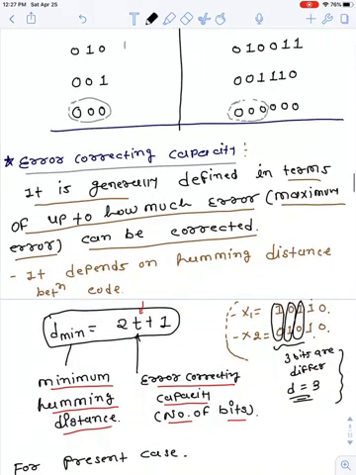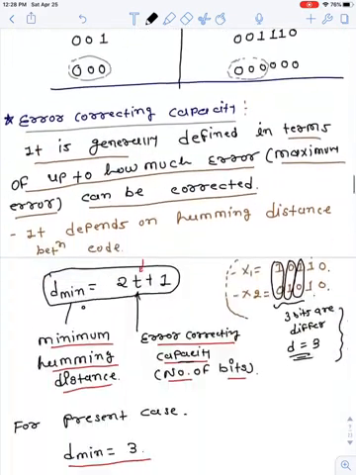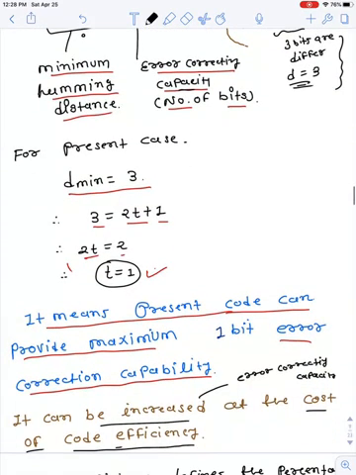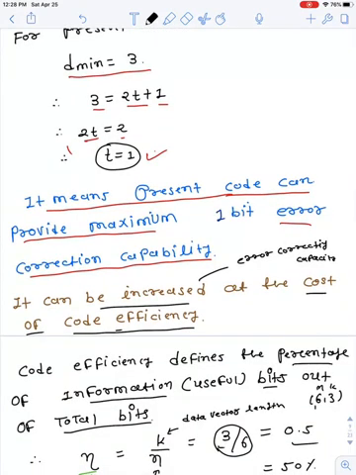Then we discussed the error correcting capacity, which is defined in terms of how many errors this code is able to detect or correct. That can be defined by d minimum, the minimum Hamming distance between two code words, which is equal to 2t plus 1. Here t defines the error correcting capability in terms of the number of bits, that is, t bits of error this code is able to correct. In this case d minimum is 3, so we get t equal to 1. So 1-bit error correction is possible using this kind of (6,3) linear block code.